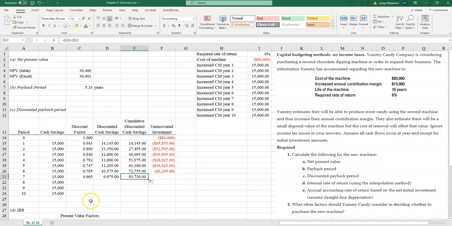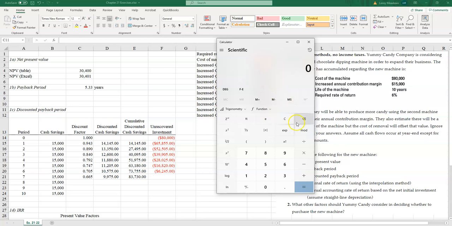But how long is it going to take? Well, I know it's going to be 6 years, and then how many parts of a year? How far into the year? Well, I'm going to take my $6,245 of unrecovered investment in year 6 and divide that by the amount I've recovered in year 7 of $9,975. So I'm going to take my 6245 and divide that by my 9975.